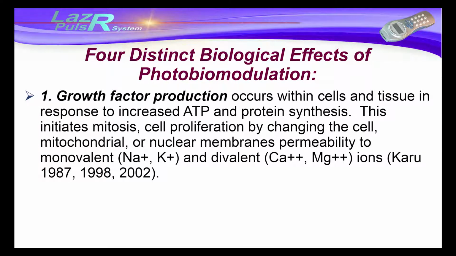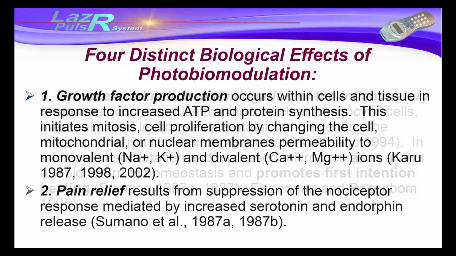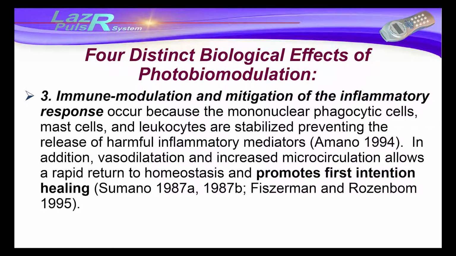First is growth factor production, which occurs within the cells and tissue in response to increased ATP and protein synthesis. This initiates mitosis or cellular proliferation by changing the cell's mitochondrial or nuclear membranes' permeability. Second is pain relief resulting from suppression of the nociceptor response mediated by increased serotonin and endorphin release. Third, we have immune modulation and mitigation of the inflammatory response.